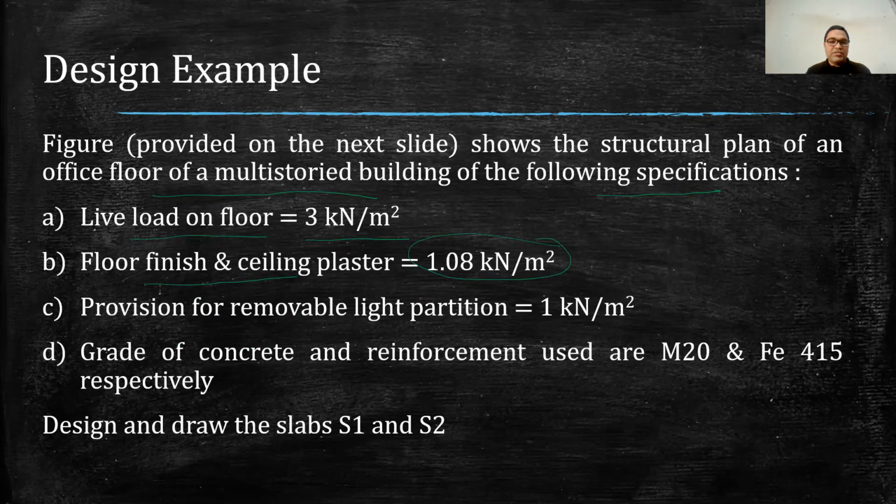Similarly, provision of removable light partition, so a light partition may also be provided on the slab. Therefore the load of the light partition wall is also given here, which is 1 kilonewton per meter square. And the grades of concrete and reinforcement to be used are M20 and Fe415. Now to understand our problem, we will see the structural plan.